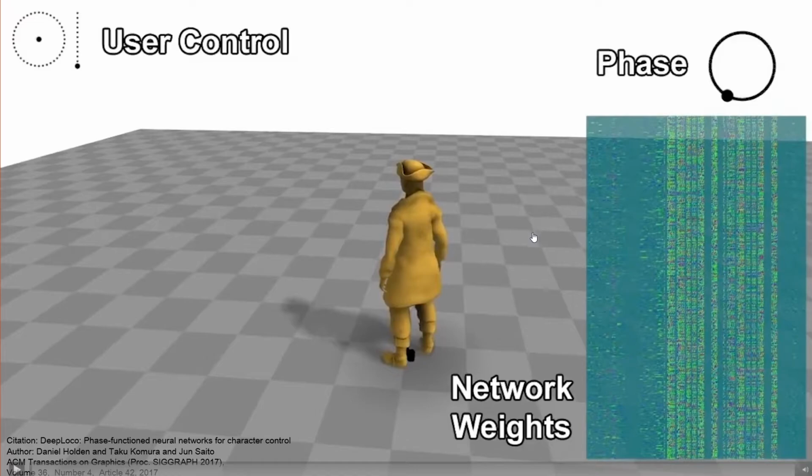And in fact, the DeepMimic paper would not be possible without using these phase function neural networks.